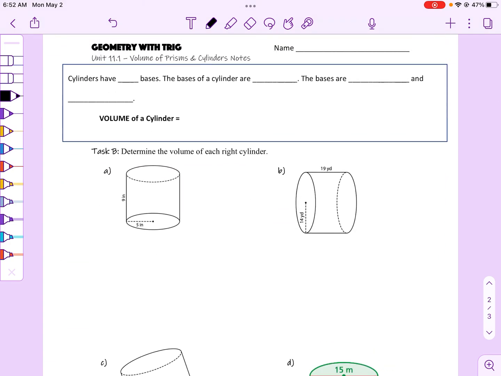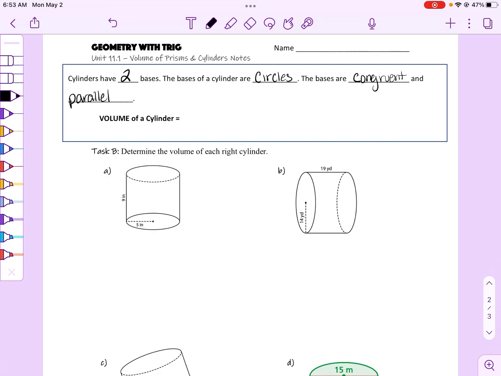Cylinders also have two bases, and the bases of cylinders are circles. So when you're thinking about a cylinder in real life, that could be like a paper towel roll, a soup can, things like that. And so then the bases still have to be congruent, same shape, same size, and parallel, meaning that they should never cross.